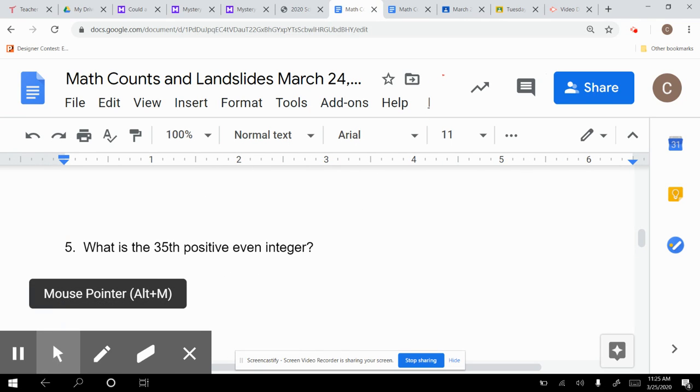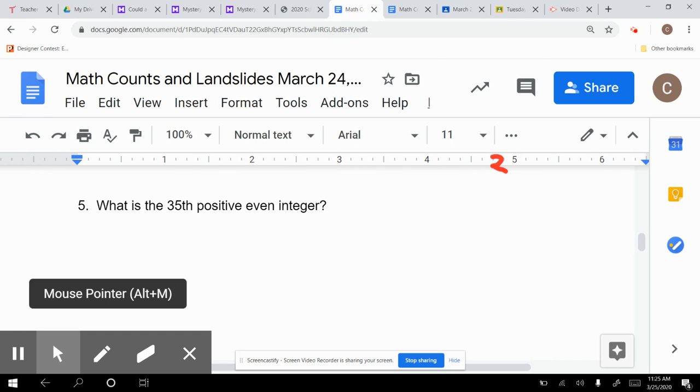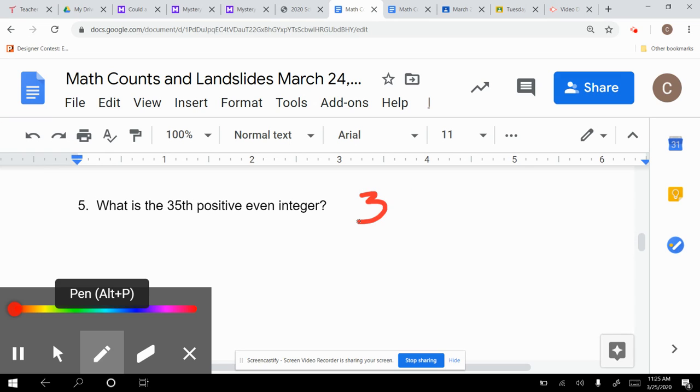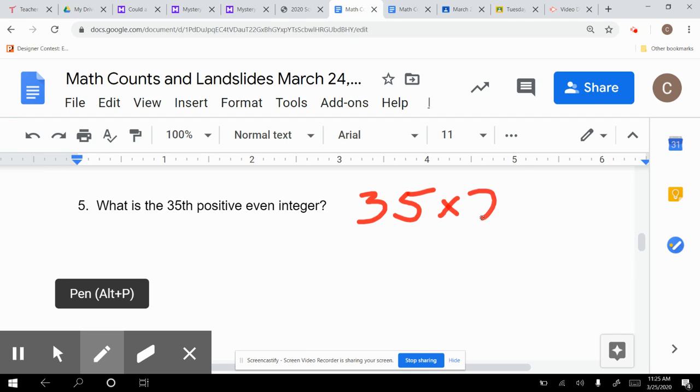What is the 35th positive integer? Remember yesterday we had the 40th positive odd integer, which I said was, the formula was you take the number place, which was 40, and then you multiply that by 2 and you take away 1. But the thing with even integers is that you don't have to take away 1. So really all it is 35 times 2, which gives us 70. The 35th positive integer is 70.